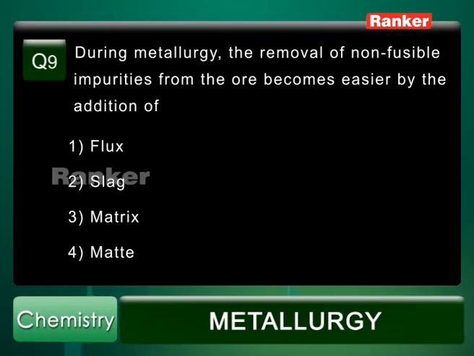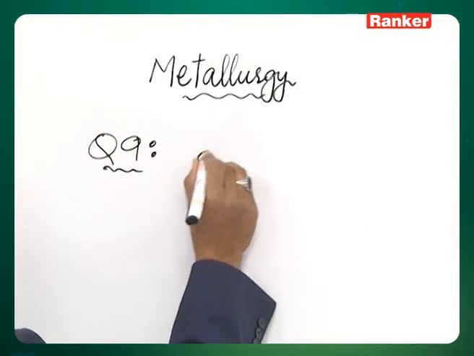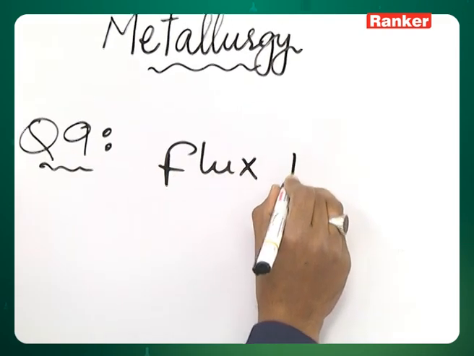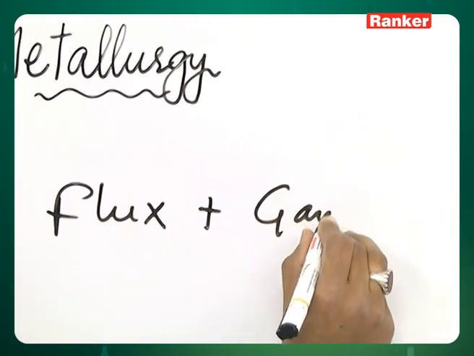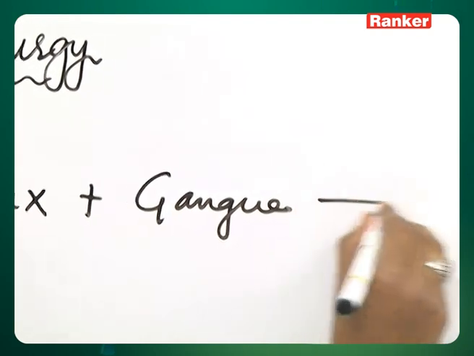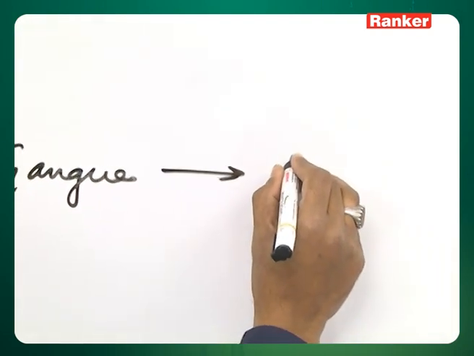Question number 9. During metallurgy, the removal of non-fusible impurities from the ore becomes easier by the addition of option 1 flux, option 2 slag, option 3 matrix, and option 4 is mat. And the correct answer is first option, flux. So what happens is flux reacts with gangue and you get an easily fusible substance, slag.